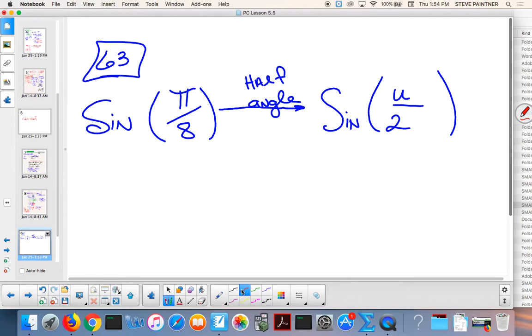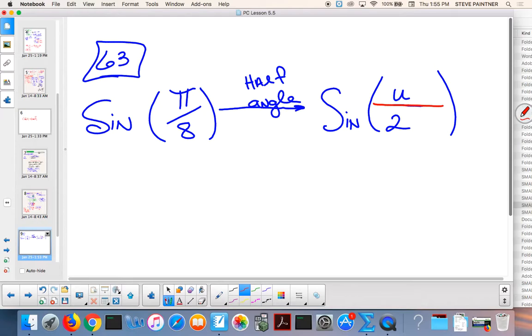Here comes the hardest part of the problem right here. What is u? 45 degrees. There it is. Remember, if you're going to do sine of pi over 8, and you really can't do it exactly, you have to use a formula. They're telling you use half angle. You need an angle right here, so that when you cut it in half, you go back to pi over 8.